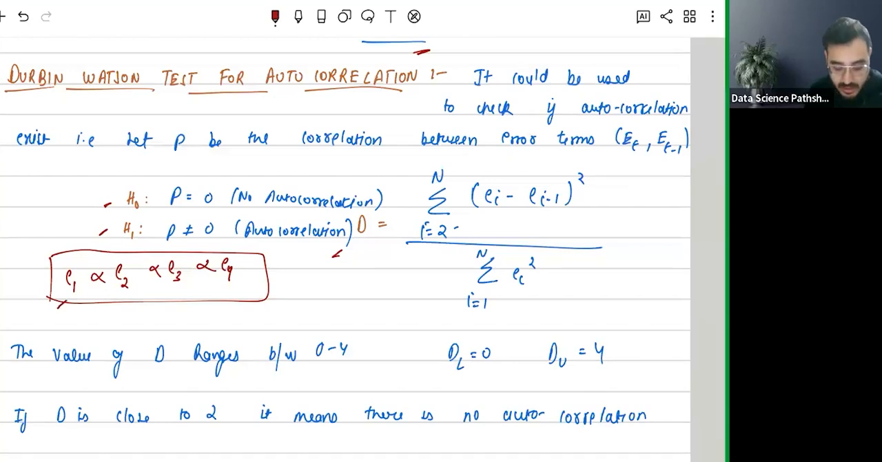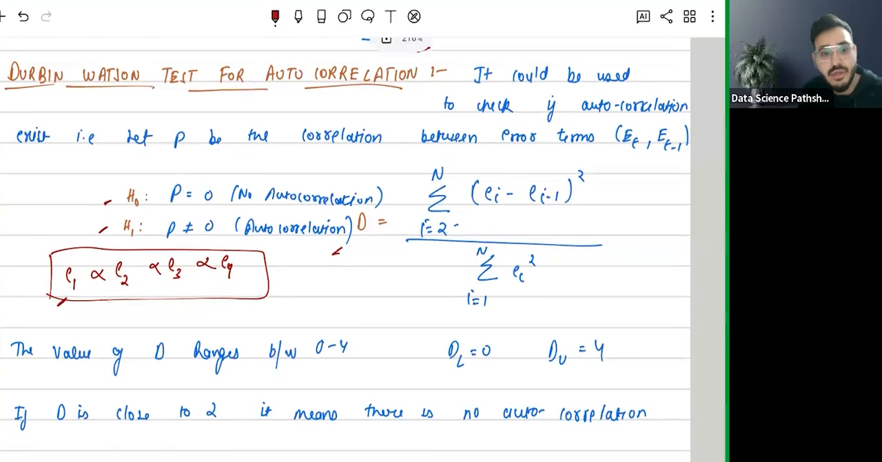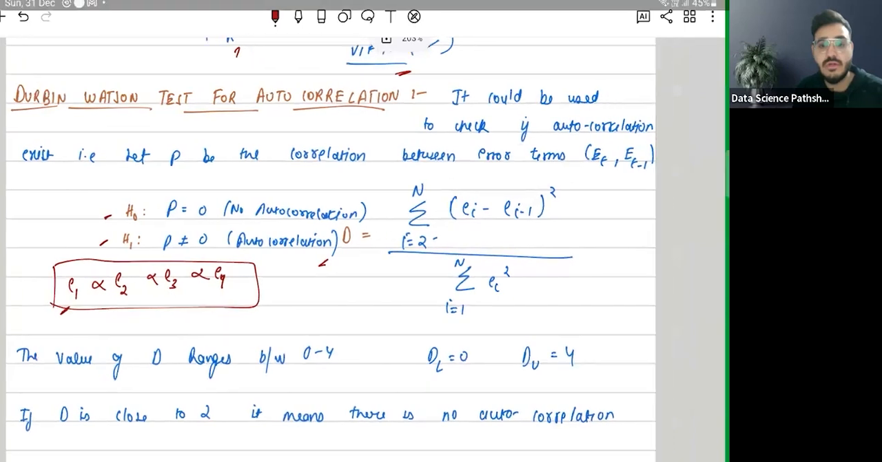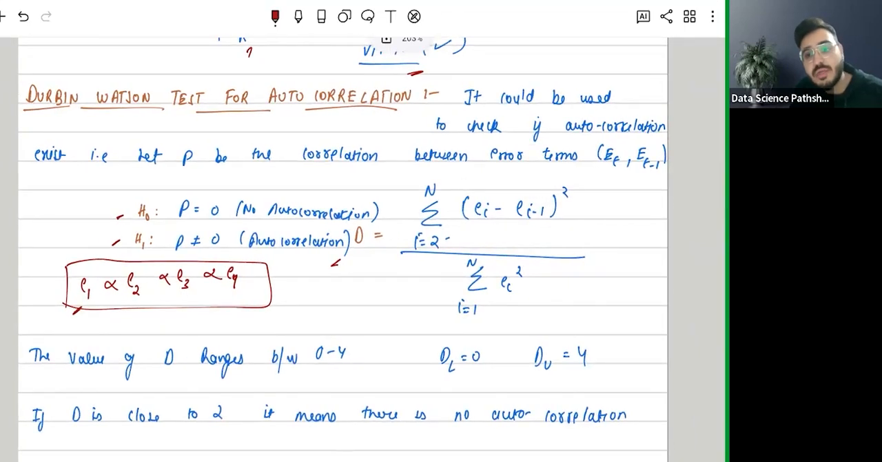As you can see here, the error at time 1 is related to the error at time 2, whether it is related to the error at time 3, and whether it is related to the error at time 4. Now the formula to calculate the d statistic, where d comes from Durbin-Watson, is the sum of all the errors, where i starts from 2 to n, of e_i minus e_(i-1), the previous error, whole square, divided by the sum of all the squared errors, right? And this d ranges from 0 to 4, where the lower limit is 0 and the upper limit is 4.